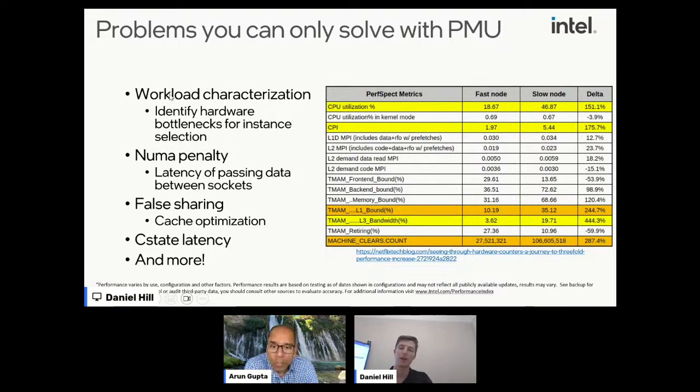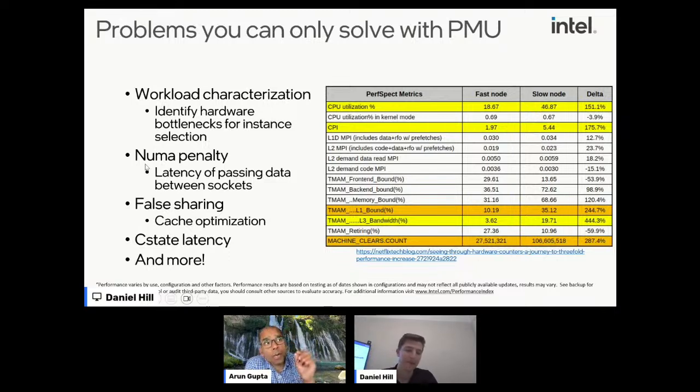So one of the great parts is workload characterization. You can look for hardware bottlenecks to better select what instance you want. So when you're looking at upgrading to those m7i's, c7i's, you might not know which instance you want to pick. And you might even, when you do this characterization, find out that the instance you're on right now might not have even been the best, but you just didn't realize until now. So that's one really useful thing.